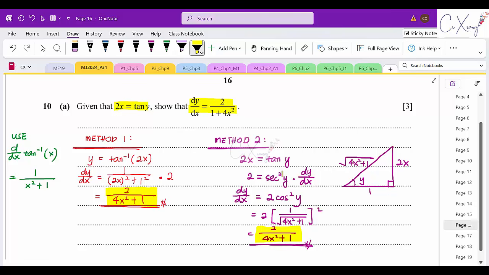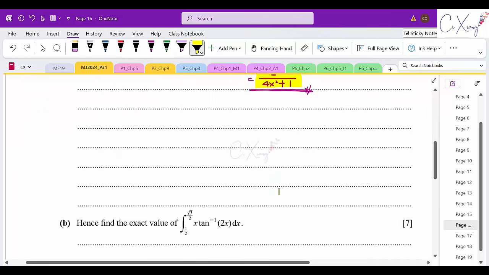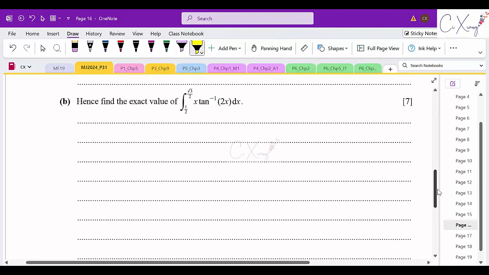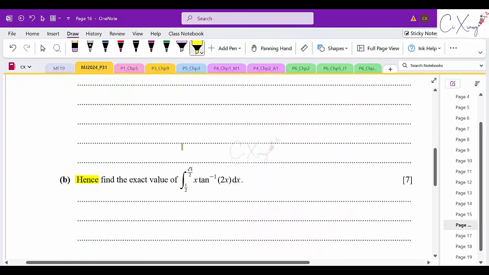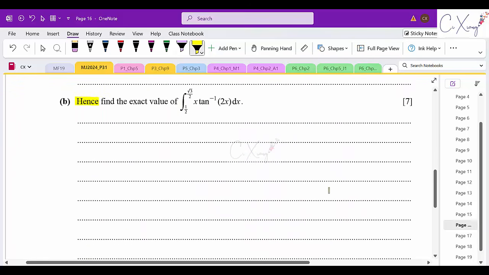Okay, then let's have a look at part B. For part B, they said hence. Hence means that very likely when you are solving this particular part, you actually need to use some result from part A. So maybe you can directly start from here first. I want to find the exact value, highlight the keyword exact value, for this integration.